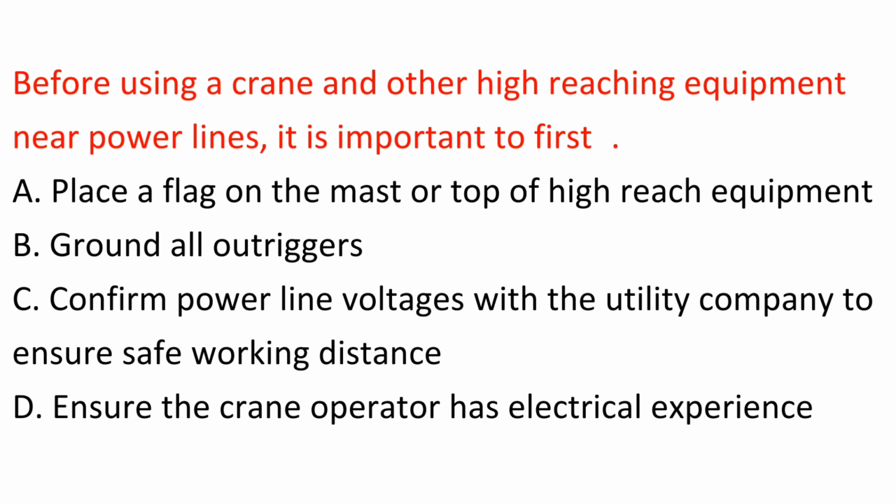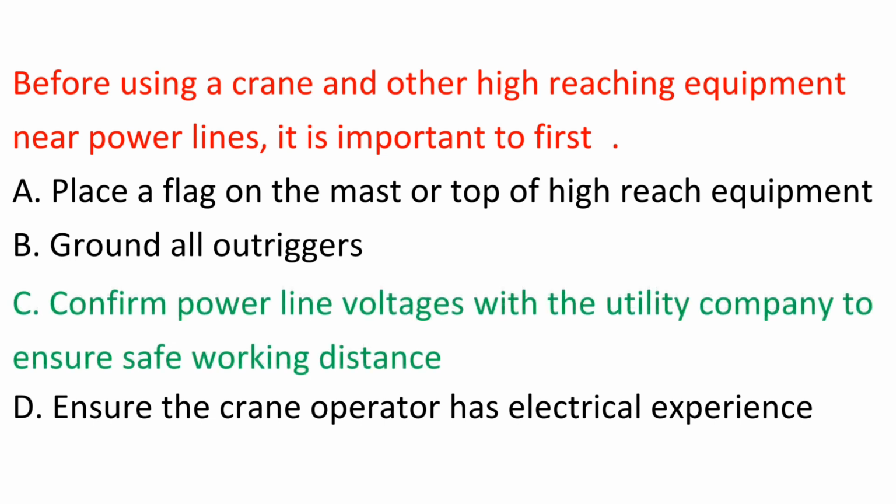Question: Before using a crane and other high-reaching equipment near power lines, it is important to first A. Place a flag on the mast or top of high-reach equipment. B. Ground all outriggers. C. Confirm power line voltages with the utility company to ensure safe working distance. D. Ensure the crane operator has electrical experience. Answer: C. Confirm power line voltages with the utility company to ensure safe working distance.